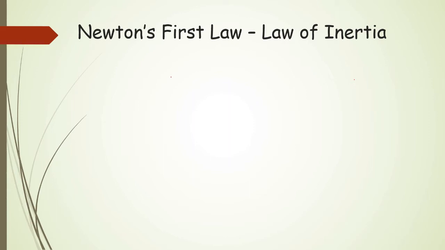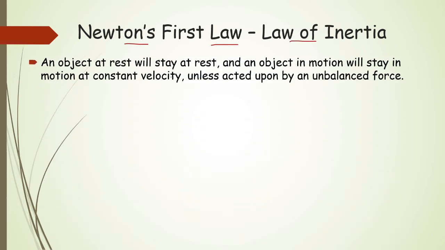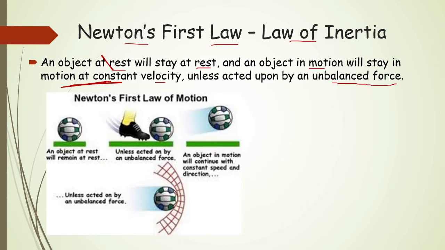So now let's look at Newton's laws of motion one by one. Newton's first law is the law of inertia. It states that an object at rest will remain at rest, okay? And an object in motion will continue to be in motion at constant velocity unless it's acted upon by some unbalanced force, okay? So this means that a ball on the ground is going to remain there on the ground unless you kick it. By kicking, you give it an unbalanced force.